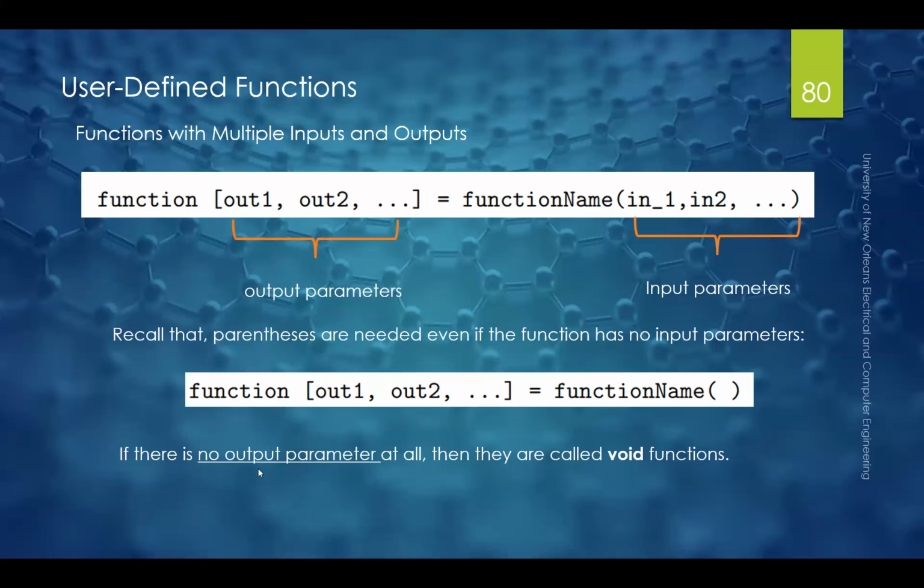If there are no output parameters at all, then that's a special type of function called a void function. A void function will not have any output parameters. That's just a special case. And remember, when you define your output parameters, you have to use brackets to enclose them, but for the input parameters, you use parentheses.